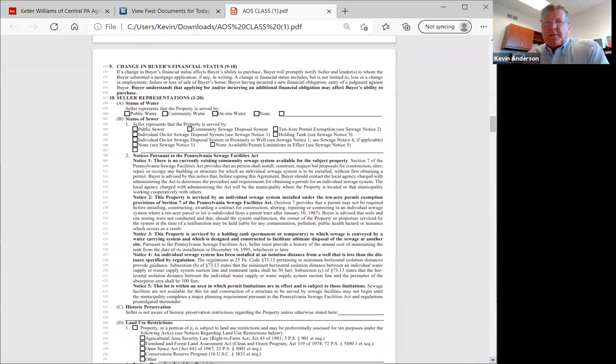Again, we're still in the mortgage contingency. It's a pretty long part of the agreement, a lot of fine print we don't always read, but paragraph 9 says, look, if you're a buyer and your financial status has changed that may affect your ability to get a loan, you have to disclose it to the seller.